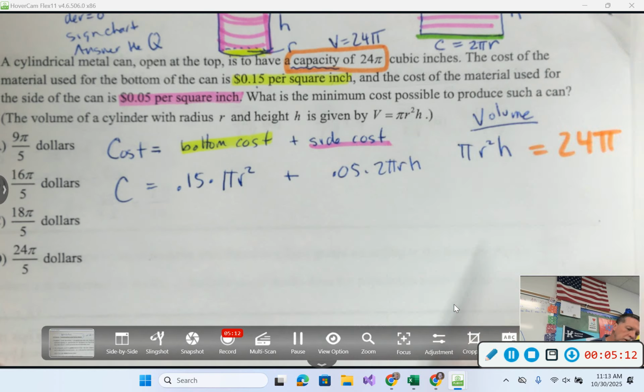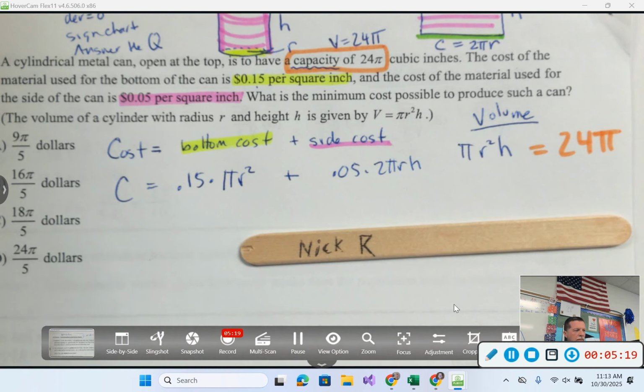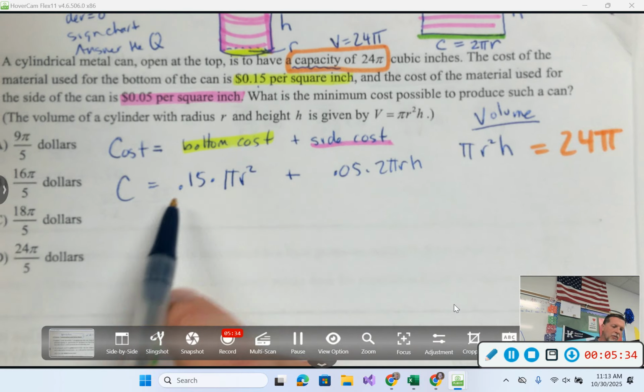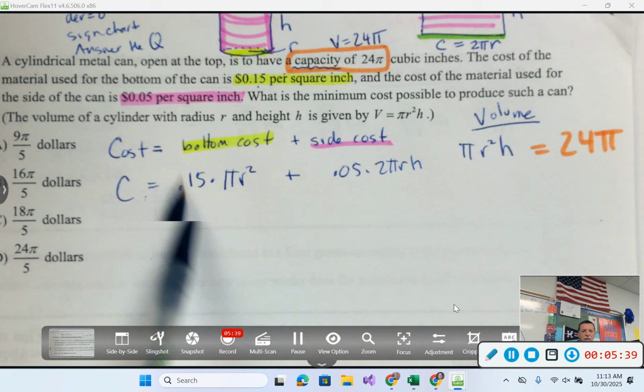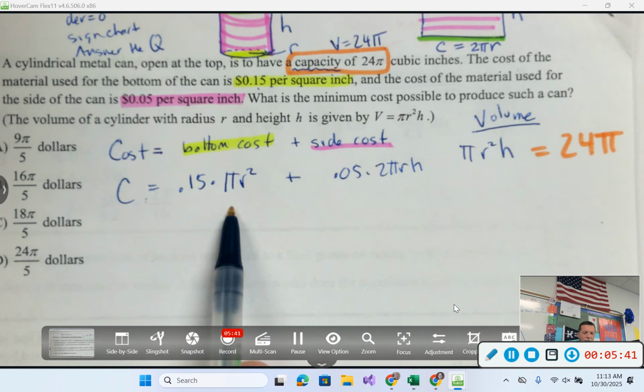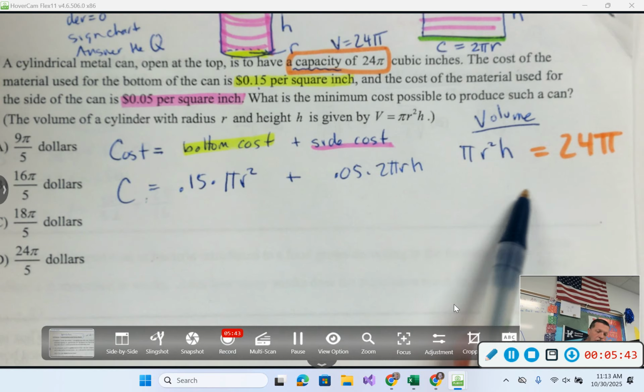So I've got a volume equation and a cost equation. Maybe this seems obvious, but I need to ask it. Which equation am I going to take the derivative of, the cost or the volume? Why the cost? What makes it the primary one? Perfect. We're looking to maximize or minimize cost, so that makes it our primary equation, so we'll take the derivative of that guy.